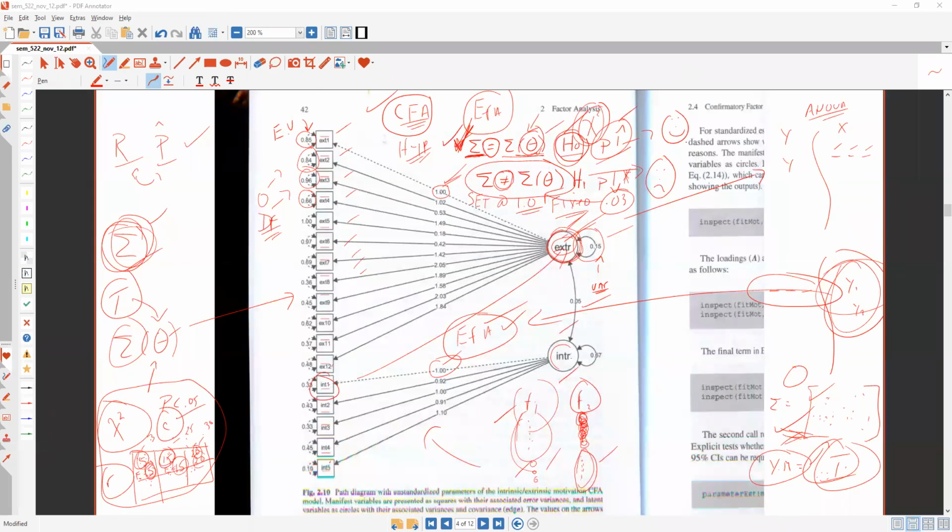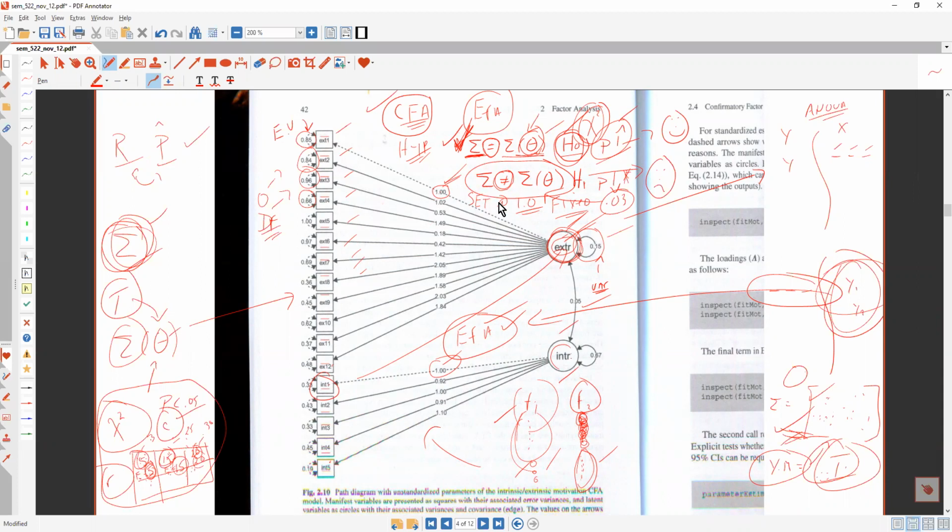Okay, so this is the second part of Psych 522 on November 12th. Remember before the break, we were talking about this structural equation modeling confirmatory factor analysis framework. So we've talked about that null hypothesis and how we're trying to reproduce that covariance matrix.